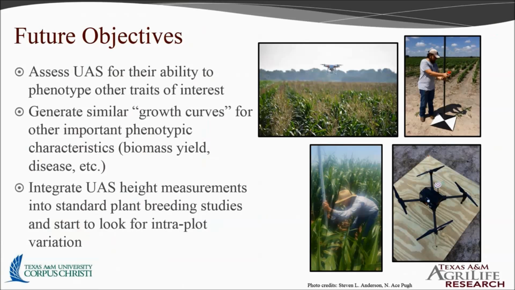So future objectives for this work, I would like to kind of assess UAS for their ability to phenotype other traits of interest in sorghum. A couple examples would be biomass yield or disease scores. And also even generate maybe curves for those traits as well, because different valuable information could be gleaned from that. And finally, I would like to also integrate these UAS height measurements into standard plant breeding studies and start to look for within plot variation.